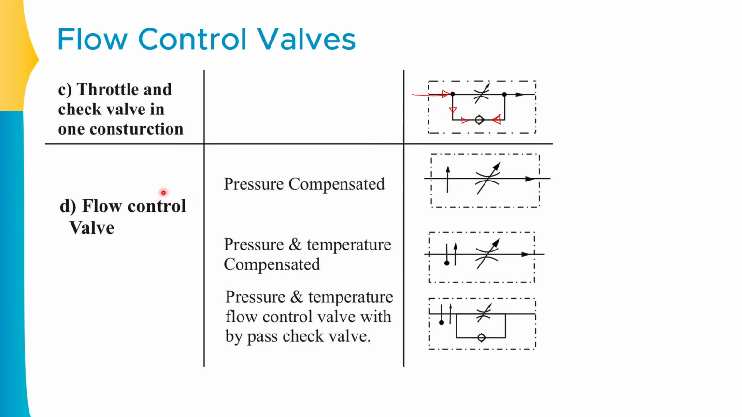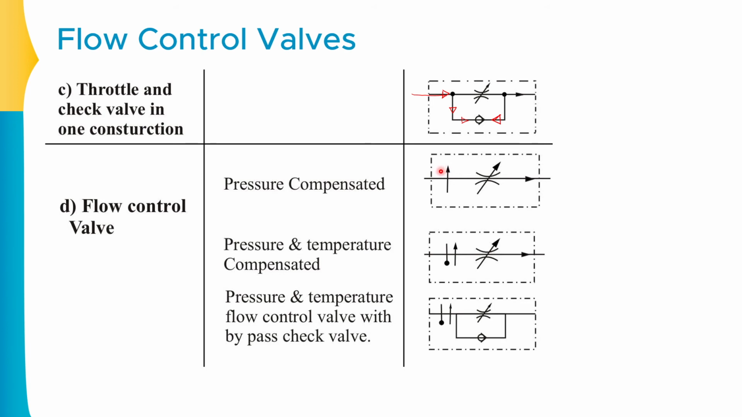The second type of valves are the flow control valves, which are pressure compensated. If you observe this specific arrow in the upward direction, this shows the pressure compensation. Now, what do you understand by pressure compensation? Pressure compensated valves are basically devices designed to provide a constant volume flow rate independent of the pressure drop across the valve.